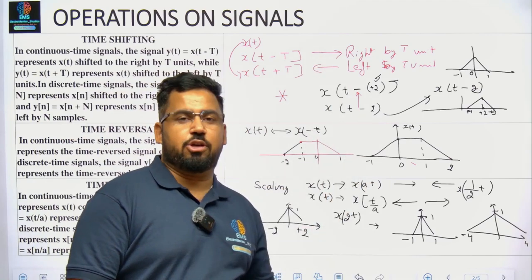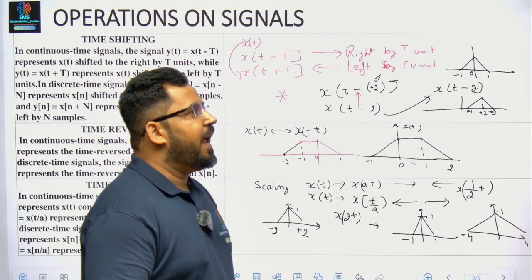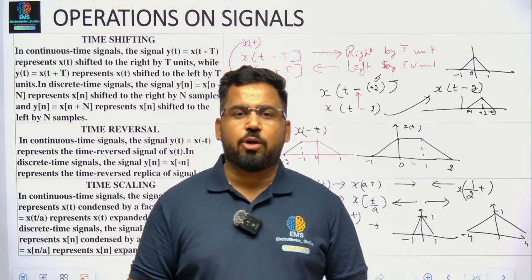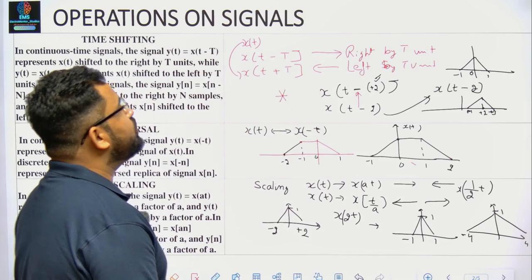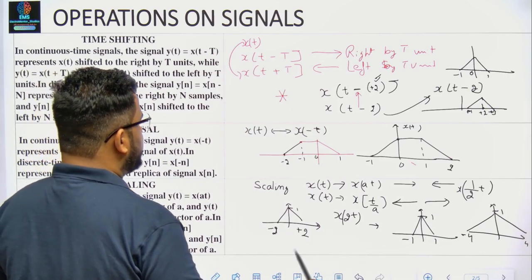So these are the three basic operations. Now the point is, at times in exams, all three operations are combined in one signal and they will ask you to plot it. Now there has to be an order for it. So what is the order?